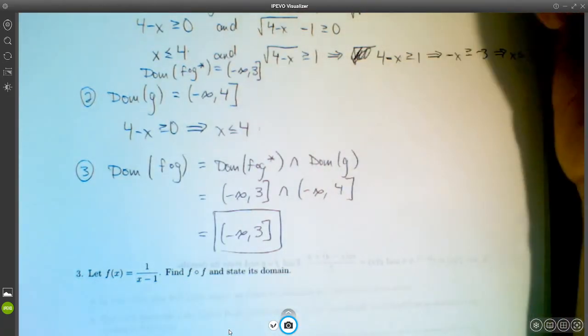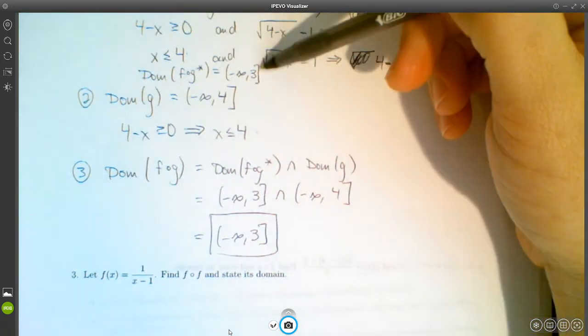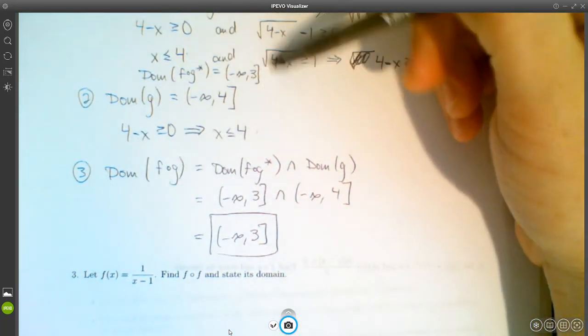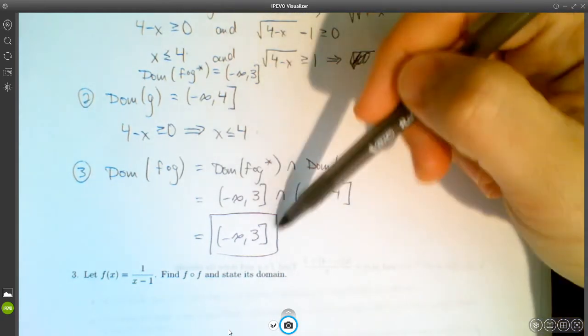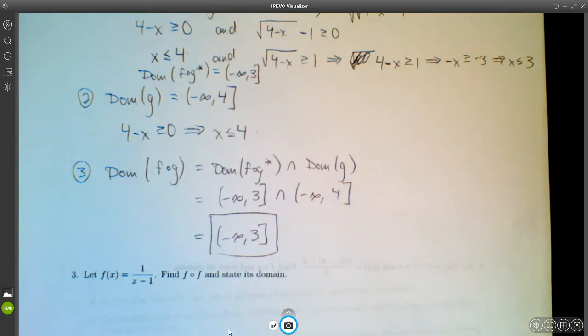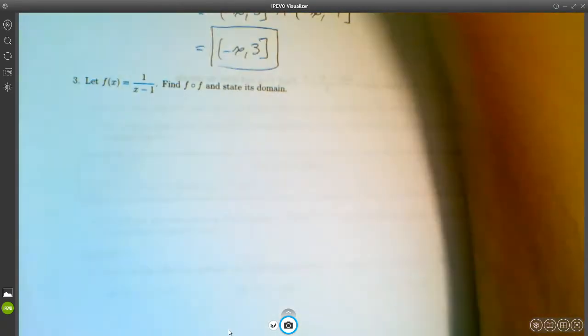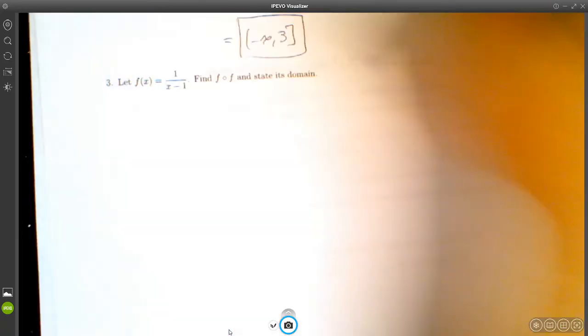Okay, so these are the steps we take. In this case, like I said, the domain that we got at the end of step 1 turned out to be the same as the domain of f of g. But that's not always the case. It doesn't always work out like that. Let me show you some other examples.